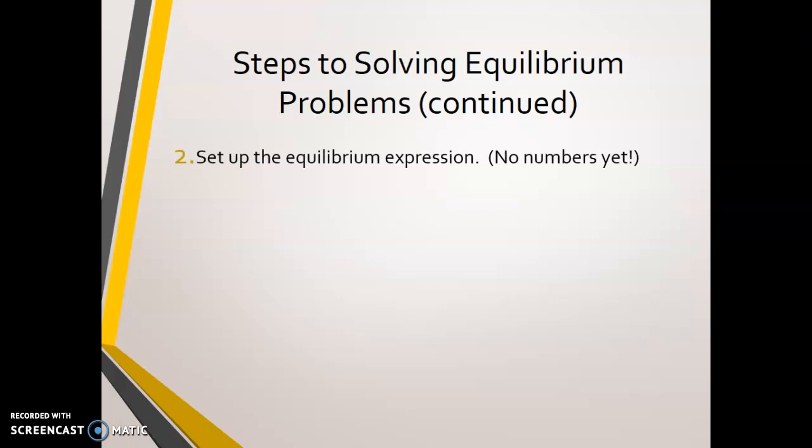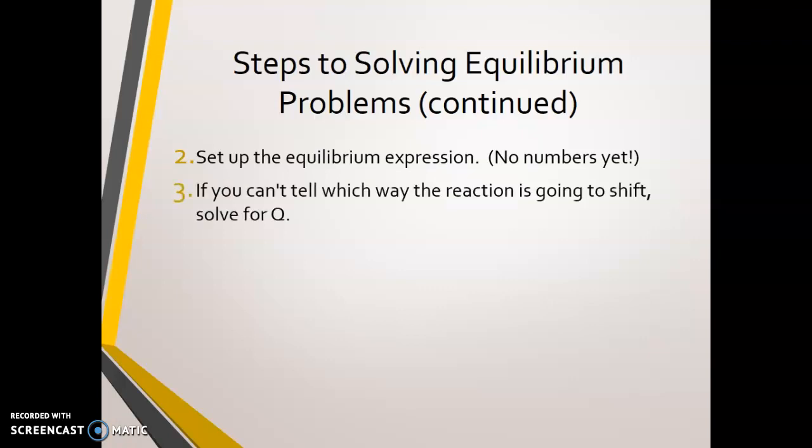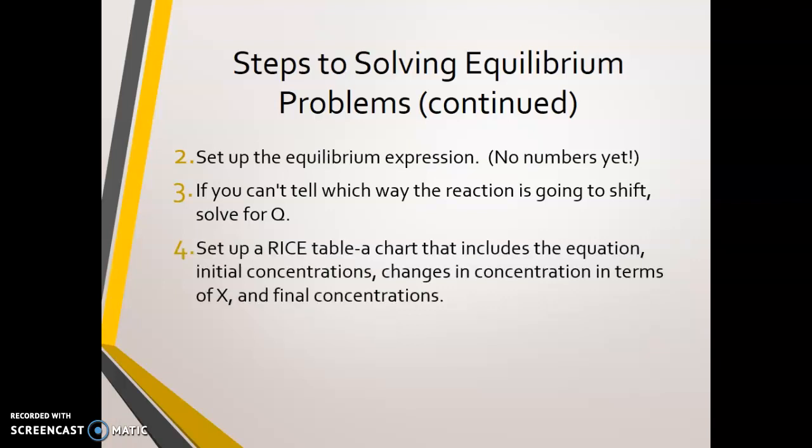The second step is to set up the equilibrium expression. So this is your K equals the concentration of your products divided by the concentration of your reactants. And then if you can't tell which way the reaction is going to shift, you're going to need to solve for Q. So if you only have reactants at the beginning and you don't have any products, you know the reaction is going to shift to the right, or in the forward direction, so you wouldn't need to solve for Q. But if you have both reactants and products present, you're going to need to solve for Q to determine which way your reaction will shift at equilibrium.